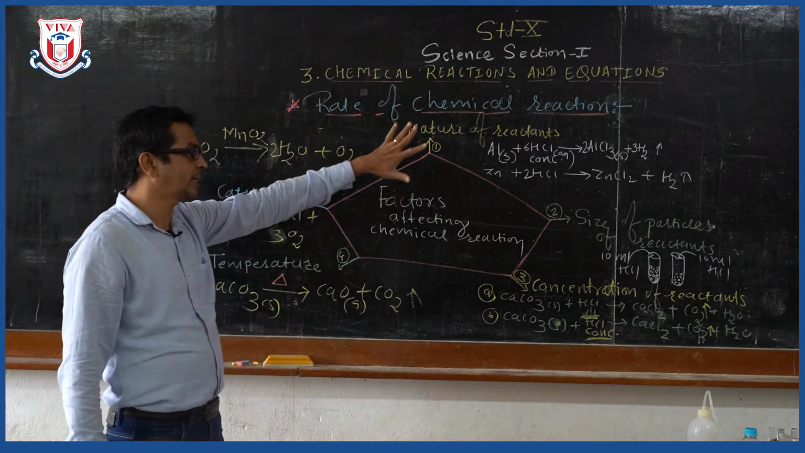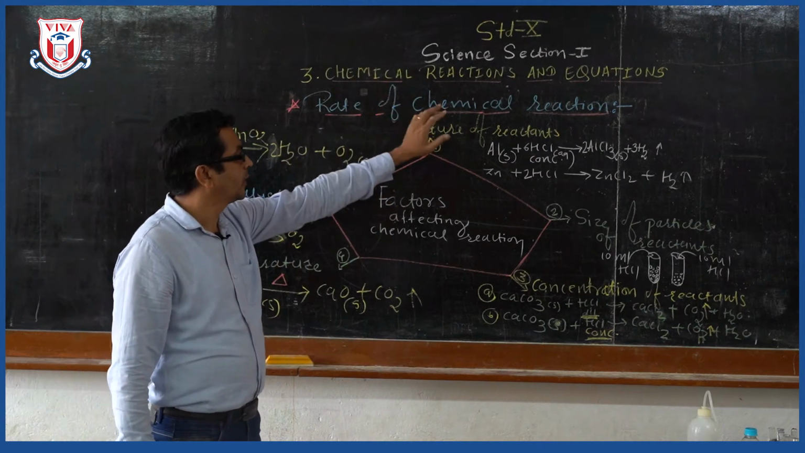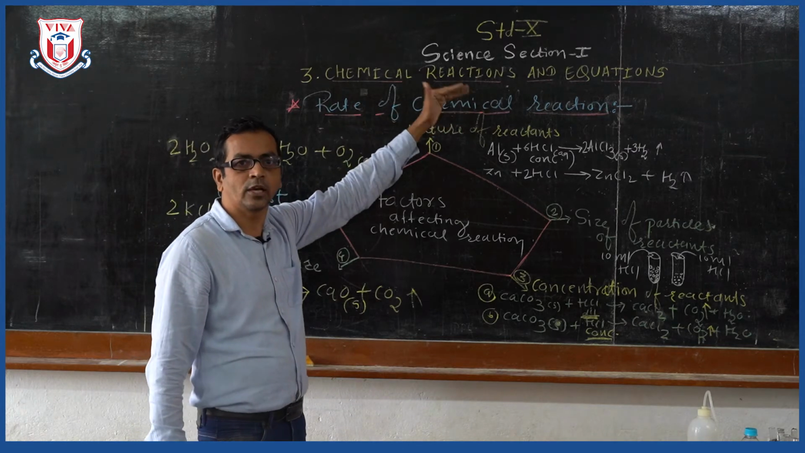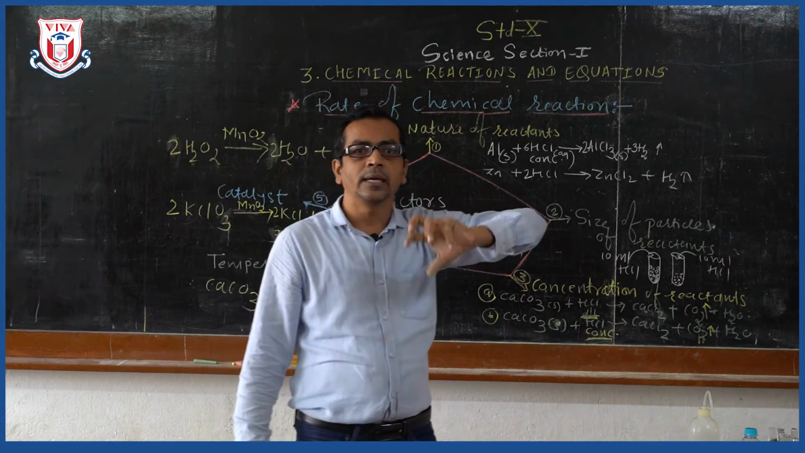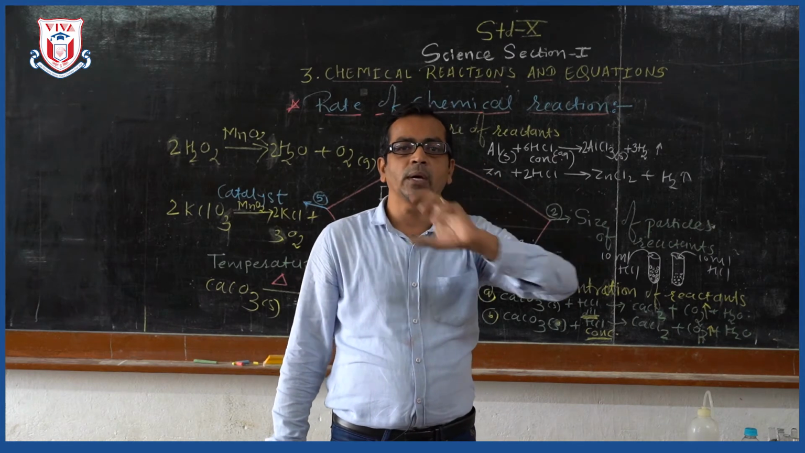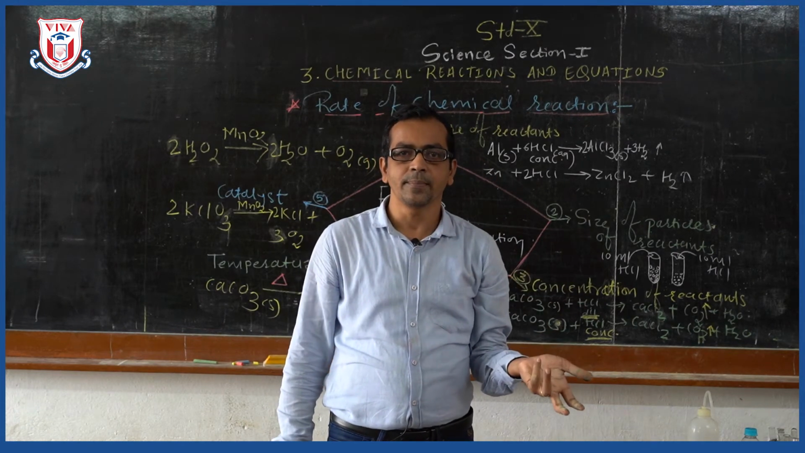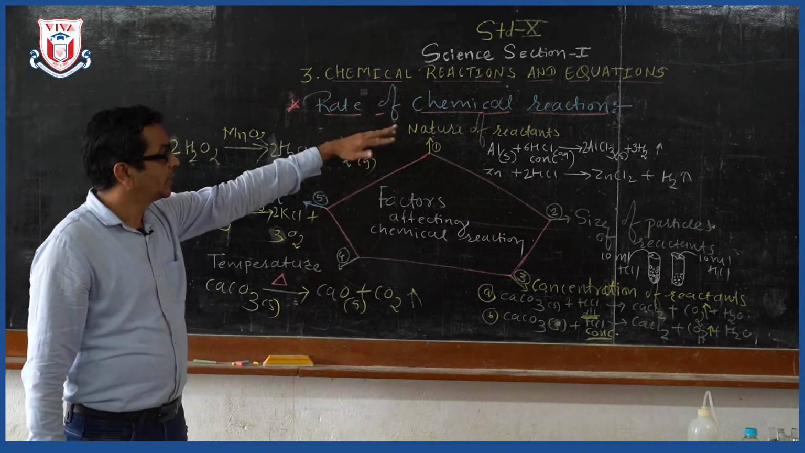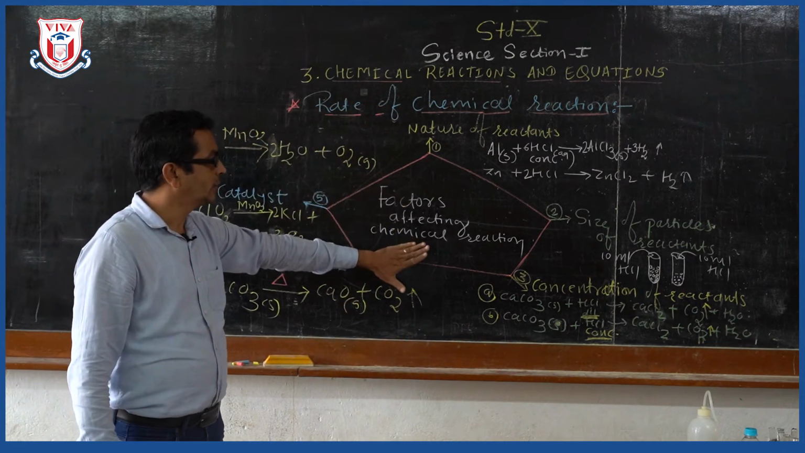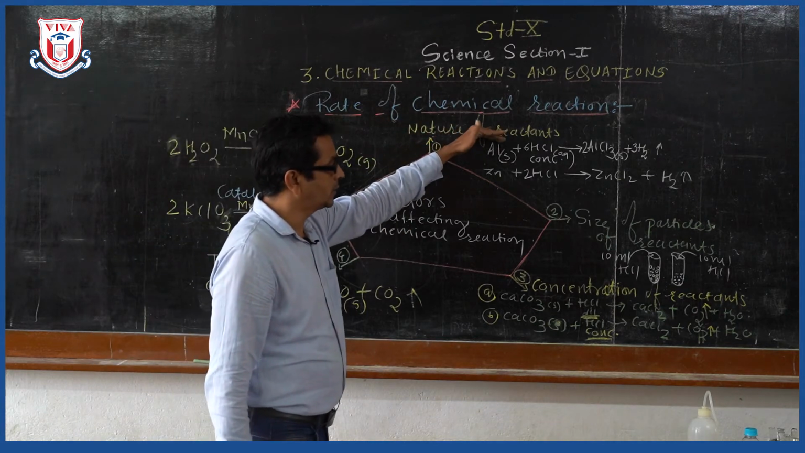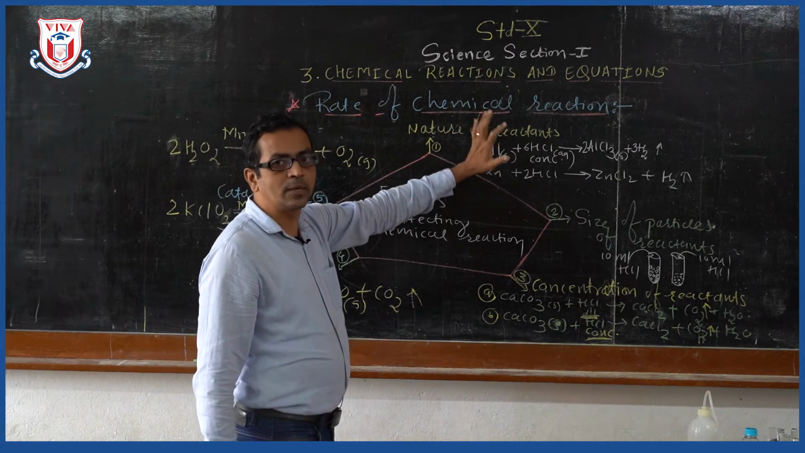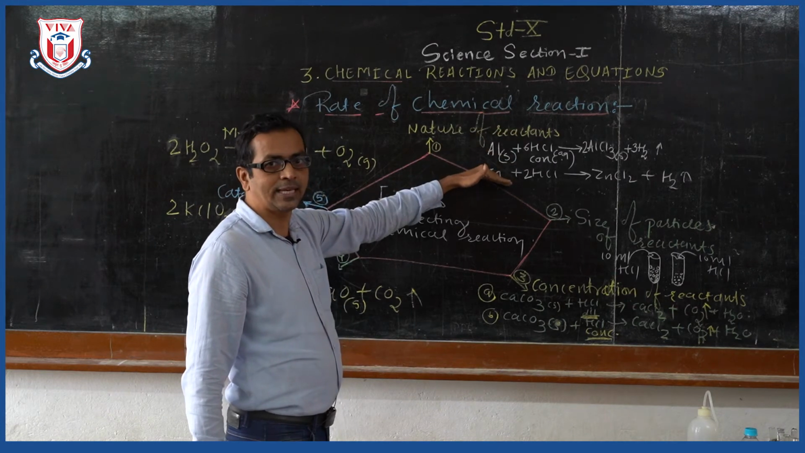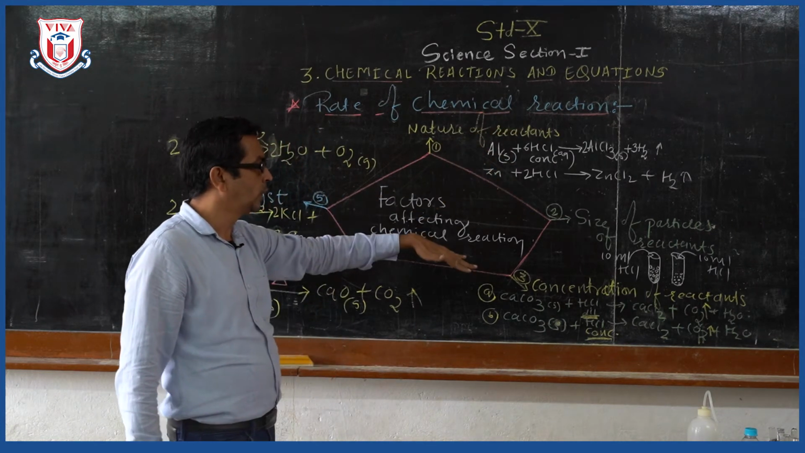Let us revise once again. What are the factors which affect the rate of chemical reaction? I told you what the rate of chemical reaction is. Rate of chemical reaction is how much time is required to convert a reactant into the given product. This rate of reaction is altered by various factors. The first one is the nature of the reactant. If the reactant is more reactive, then the rate will be faster. If the reactant is less reactive, then the rate will be slower.